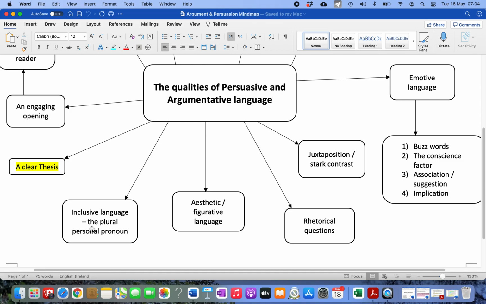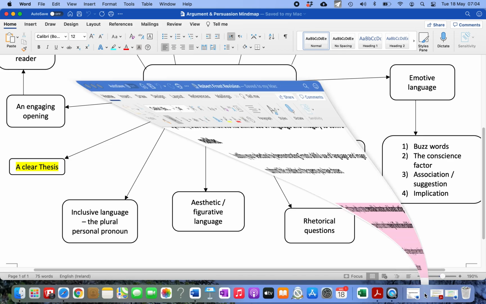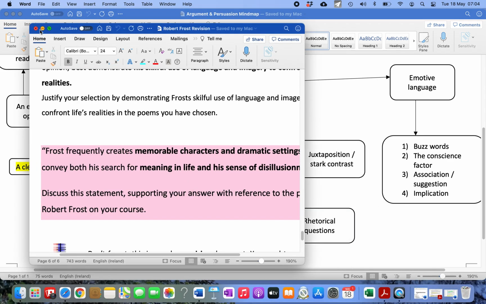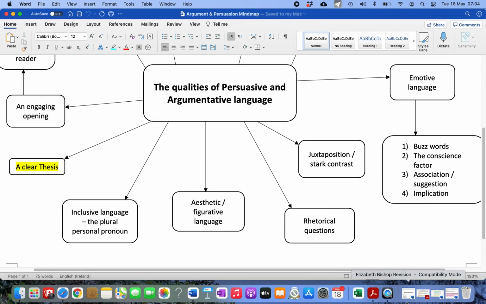And of course, if you can make your audience feel involved, if you can make your audience feel invested, if you can make the audience feel that this is personal, well, then you've got a much better chance of persuading them. So, the question in 2019, sorry, it's the wrong thing. That's the next video I'm going to do.